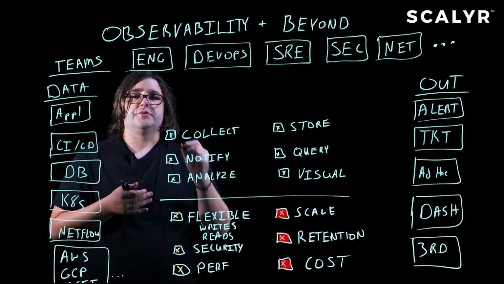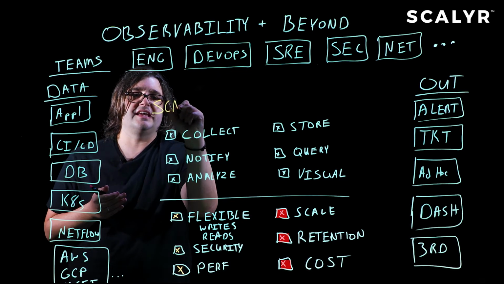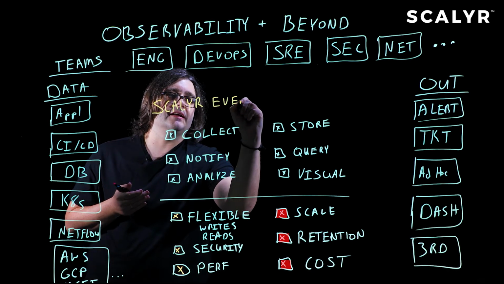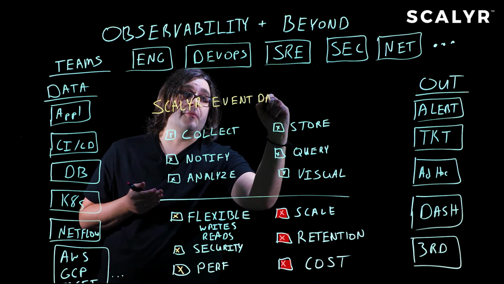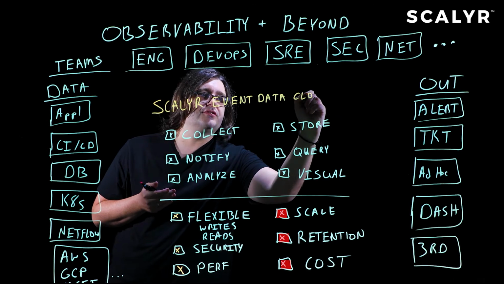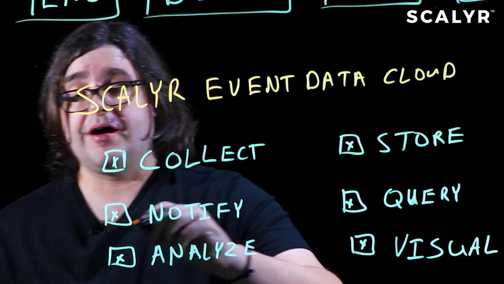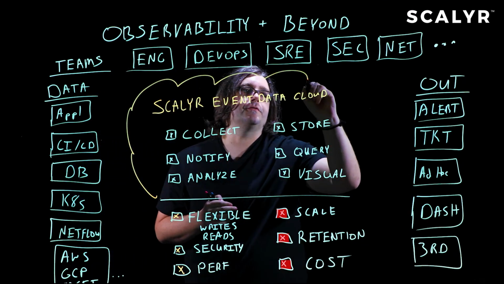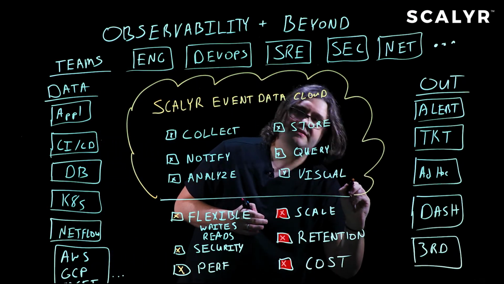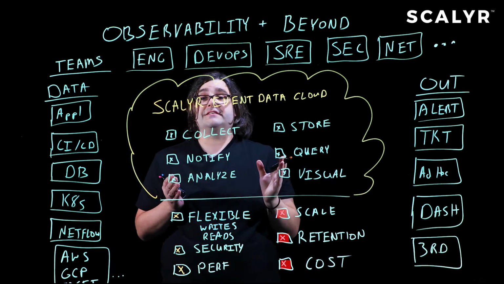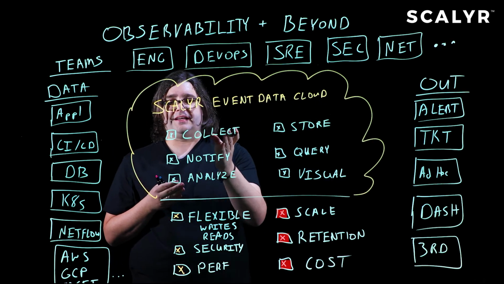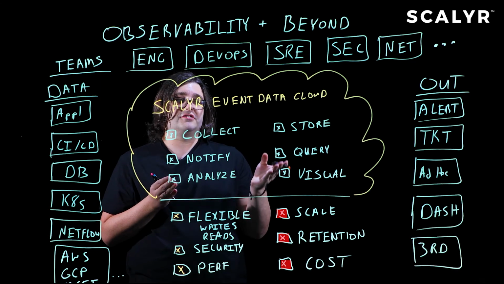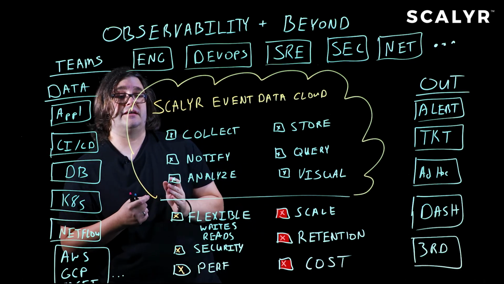So I went looking for a new solution, and what I found was the Scalar Event Data Cloud. And the Scalar Event Data Cloud got me so excited that I actually joined the company. And the reason I joined the company was quite simple. It solved my problems. The Scalar Event Data Cloud is a cloud-native solution built for handling massive amounts of event data. It is an index-free solution, cloud-native to collect the data, to put it into a column or data store. Notifications are built in, as is all these others, to be able to store, query, visualize, and analyze the data.